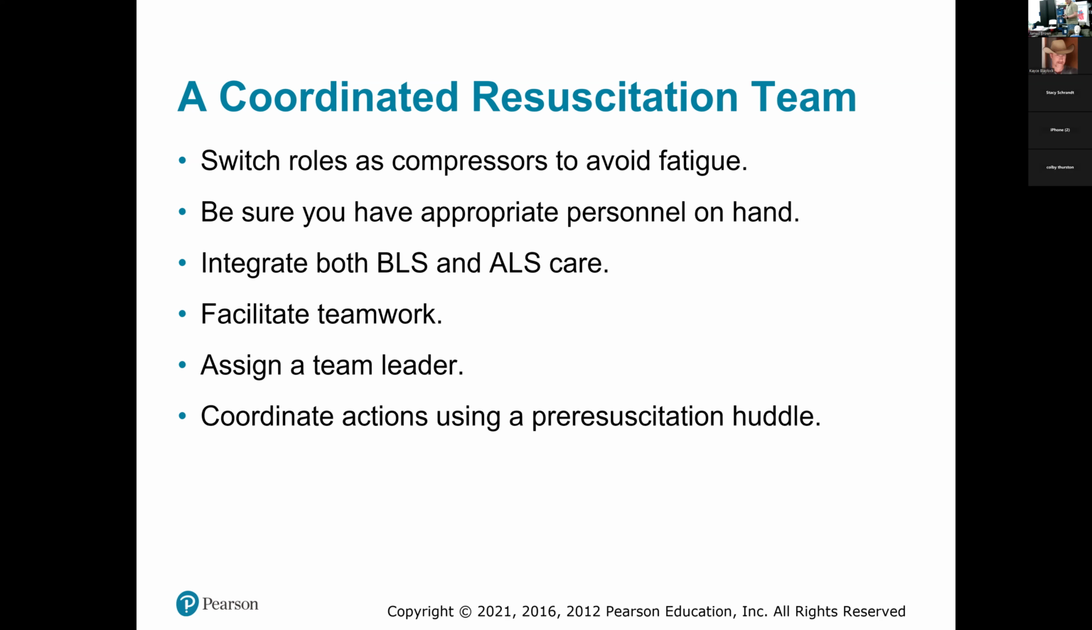Probably not going to have much time for a pre-resuscitation huddle, but as you're going to a call, you're going to be talking about what you're going to do once you get on scene. That's your pre-resuscitation huddle. It might be that you get on scene, bystanders doing good CPR. You might take a second, look at everybody else there and go, okay, you're doing this, you're doing this, I'm doing this. And that's going to be your pre-resuscitation team huddle type thing. You're going to assign everybody a job and have everybody do it.